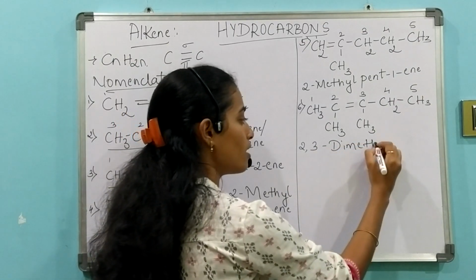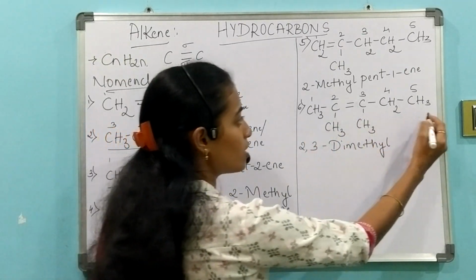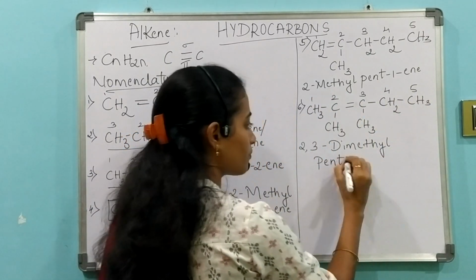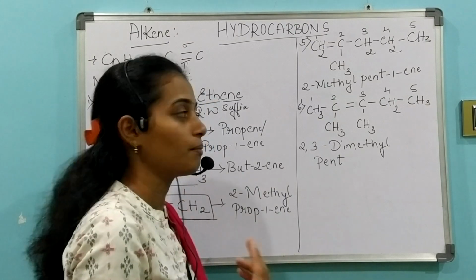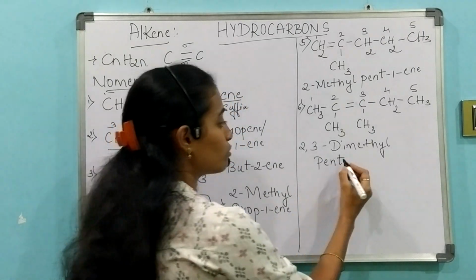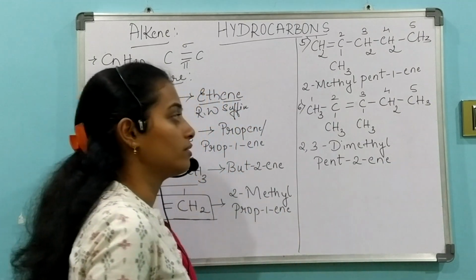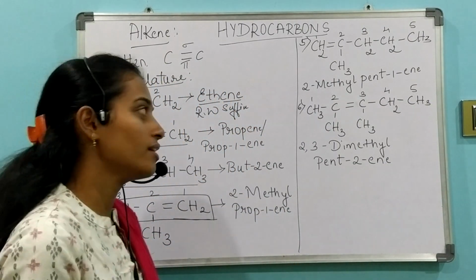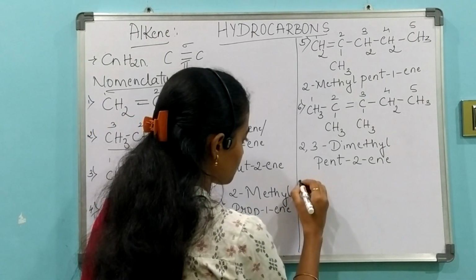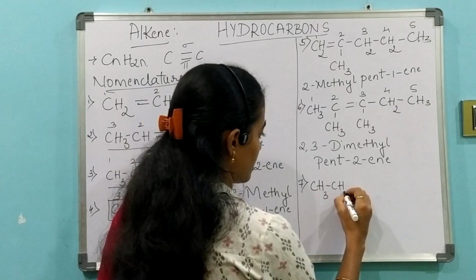It is dimethyl. 2, 3 dimethyl, and in the parent chain you have the 5 carbons. So you will be having the root word as pent. 2, 3 dimethyl pent, and you have the double bond between carbon 2 and carbon 3. So which number you are going to use? Smaller number, 2-ene. 2, 3 dimethyl pent 2-ene is the IUPAC name of this particular alkene. Go for the next example.